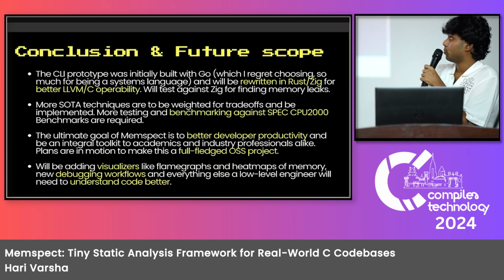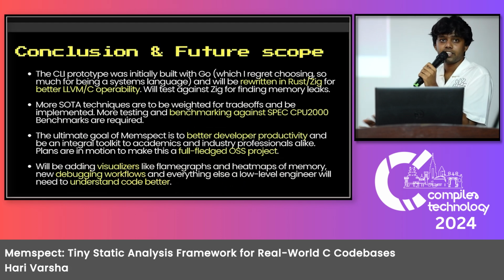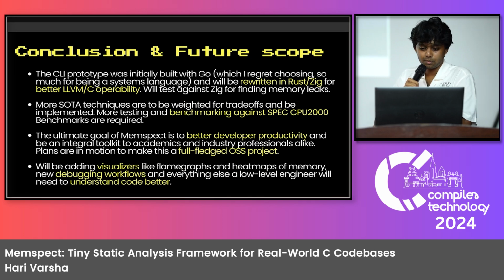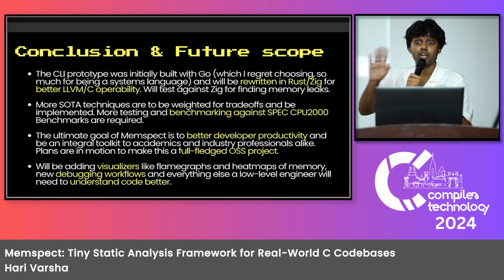This is just the scope. I accidentally chose Go and I regretted it. Don't use Go for a systems language, it's better off for the web. So I'll be trying with Rust and Zig. I'll be benchmarking with famous benchmark code bases such as SPEC CPU 2000. It's like $2,000 and I don't have money, so I'll probably find something else. But I will be adding new features like flame graphs, visualizers, and debugging flow.